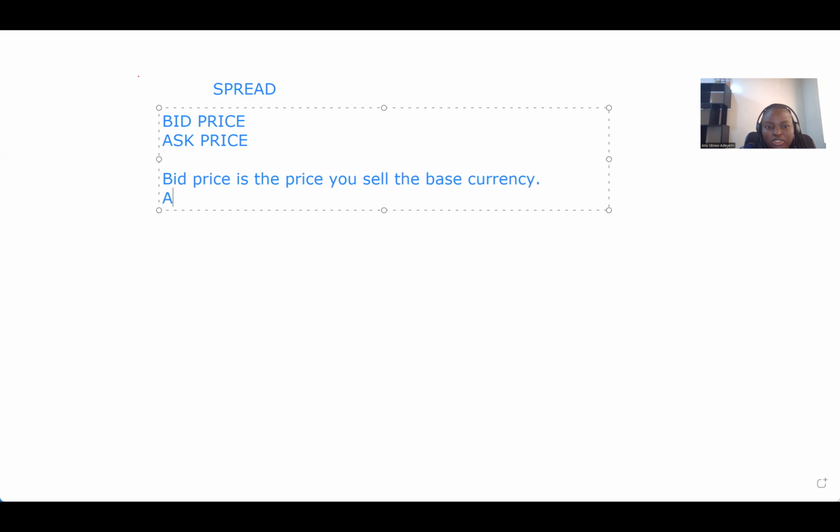While the second one, which is the ask price, is the price you buy the base currency. Why I'm mentioning the base currency is that remember, whatever you're doing is on the base currency.